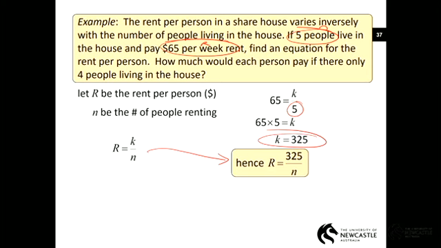The question then said, what if there was only 4 people? Clearly, number of people go down, rent goes up. If it's 4, 325 on 4, there it is. $81.25 new rent. Okay, so that was just the introduction of the word inverse.